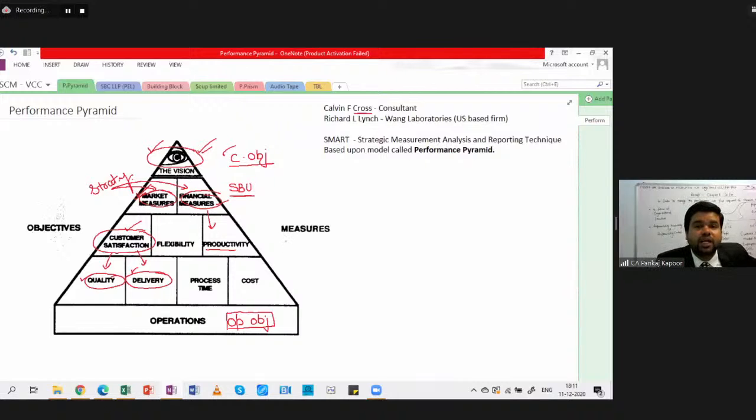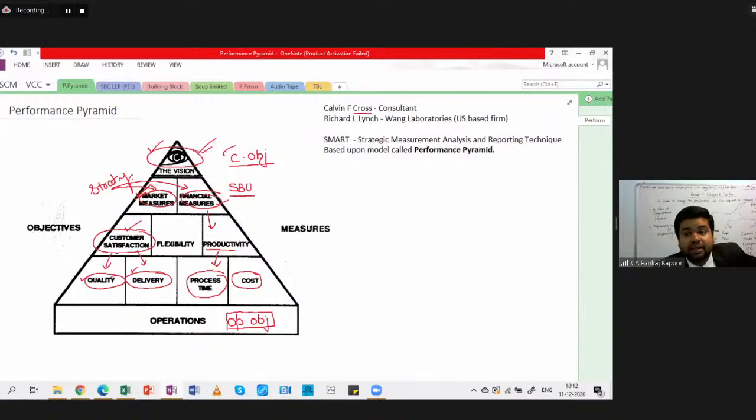What is basically productivity? Productivity is nothing but the amount of resources you use in order to produce the goods or render the service. So what you need to do is improve your productivity. What does it mean? Use the same amount of resources to create more services or goods, or use fewer resources to create the same number of goods or services. I hope you get what productivity basically means. Now the question arises, how will productivity improve? Either by reducing the process time or by controlling the cost. Friends, mind it, in the original model given by Cross and Lynch, they write the word cost.